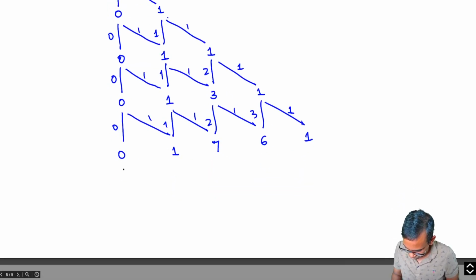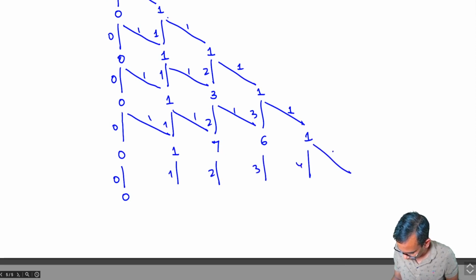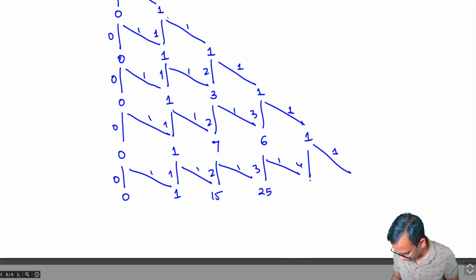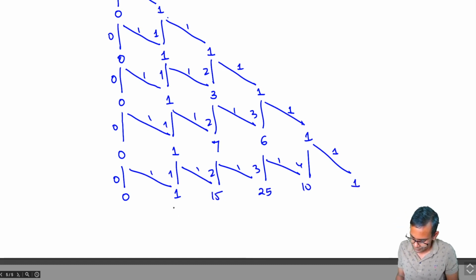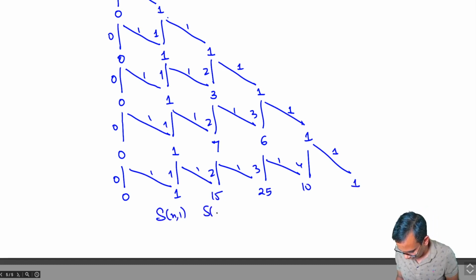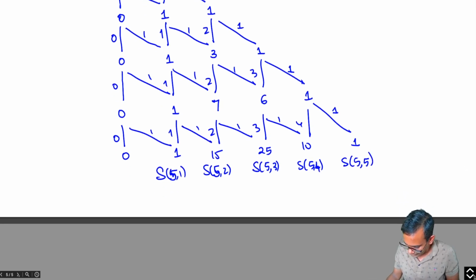Let me just do one more row up to n equals 5. Zero, 1, 15, 25, 6 plus 4, 10, 1. So this is S51, S52, S53, S54, S55.